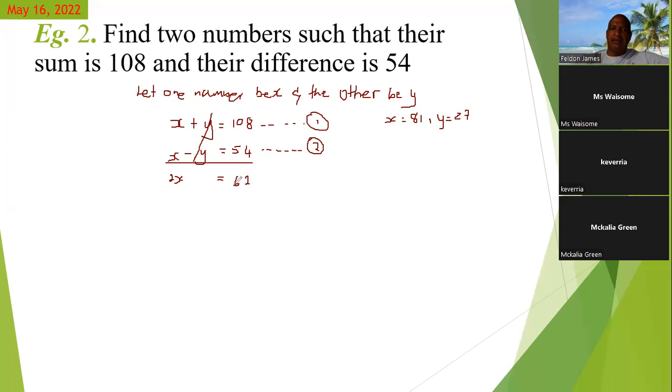And then we will have 1 here. So now we would divide 162. Both sides we are dividing by 2. The 2 cancel on the left, leave x, and then the 162 divided by 2 will give you 81.